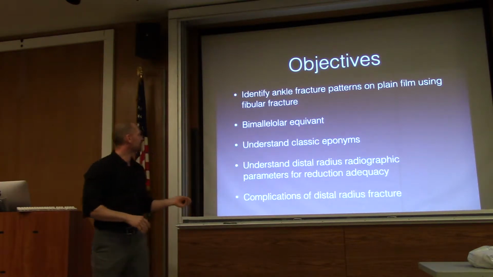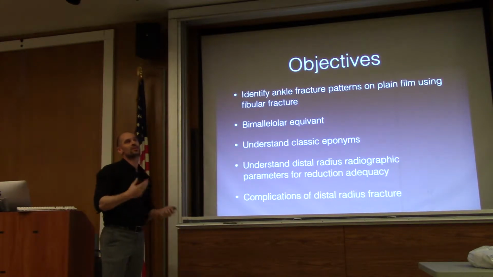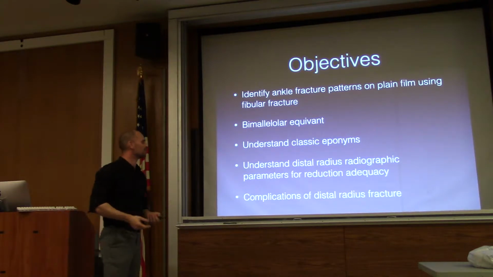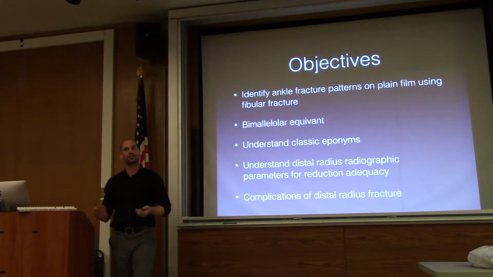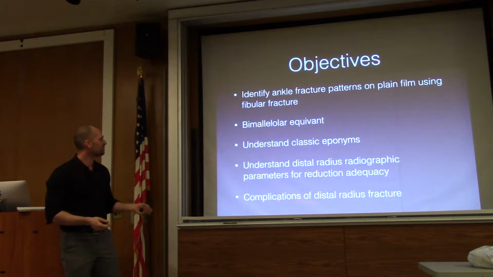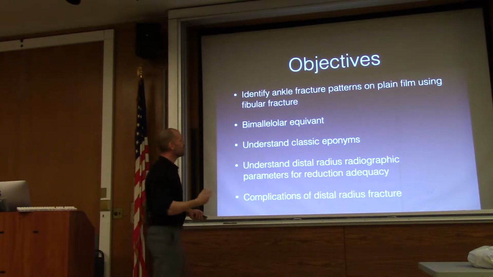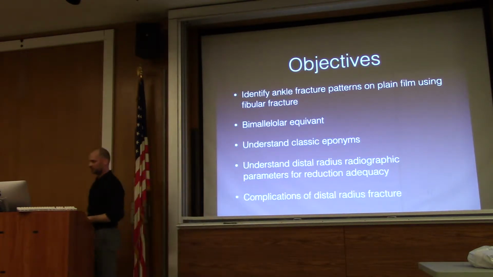Going into distal radius fractures, I want to go through the classic eponyms because these are going to be on your boards. It's something you'll frequently get exposed to over and over again. Then I want to point out some of the classic distal radius parameters for what constitutes an adequate reduction. And finally, go through some of the complications of distal radius fractures. There are some bad things that can happen out there, and I want to at least show you the things that can happen in the long term and also in the short term.